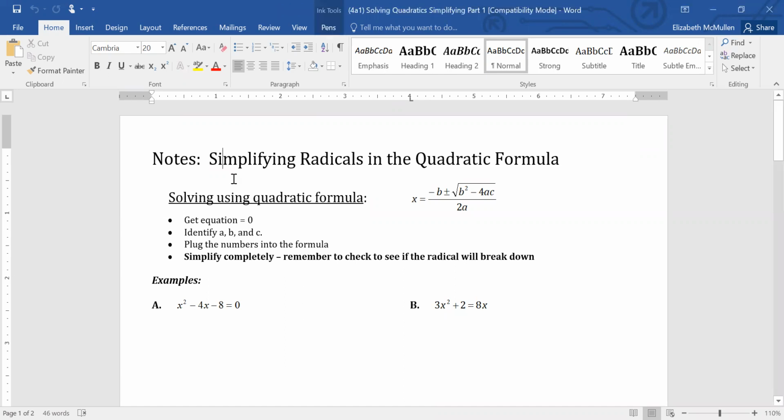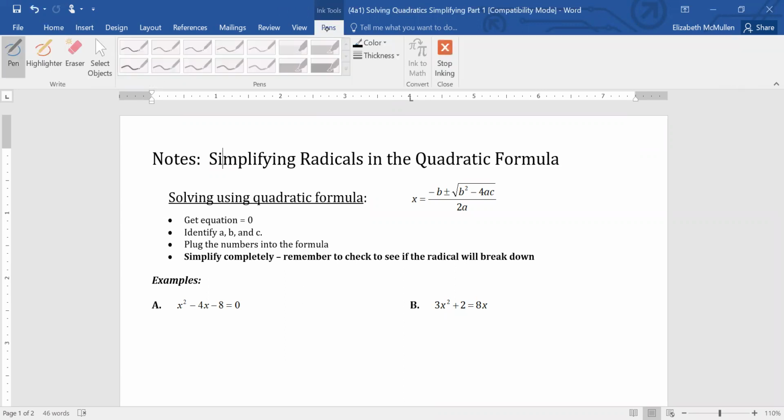we have to remember is that it has to be set equal to 0. All right, this first one right here, get the equation equal to 0. If it's not equal to 0, none of these things work. If it's not equal to 0, I don't have an A, B, and a C. I can't plug anything in because it won't work properly. All right, so looking at our first one, A, we're already equal to 0 here, so we can go.